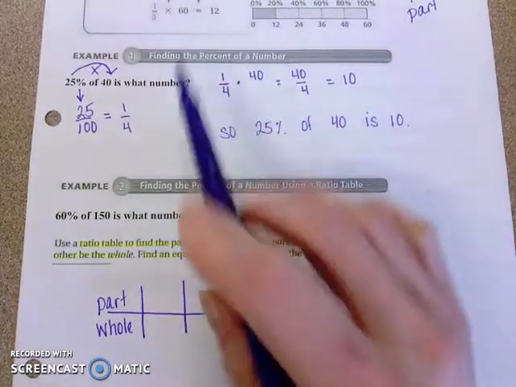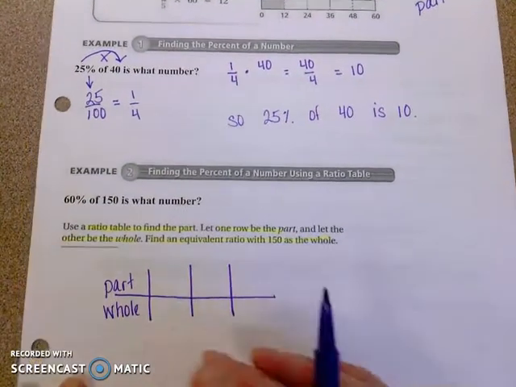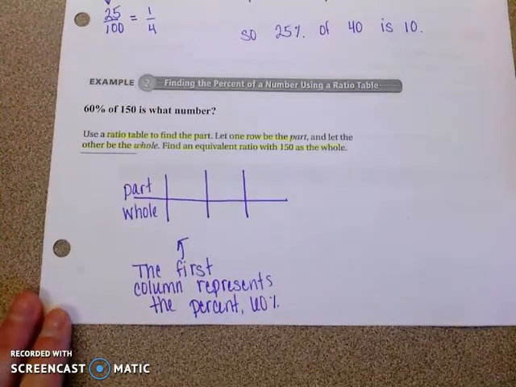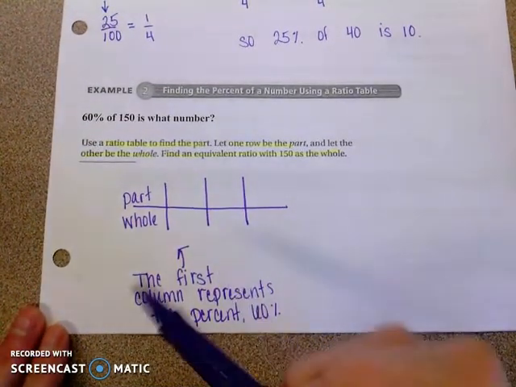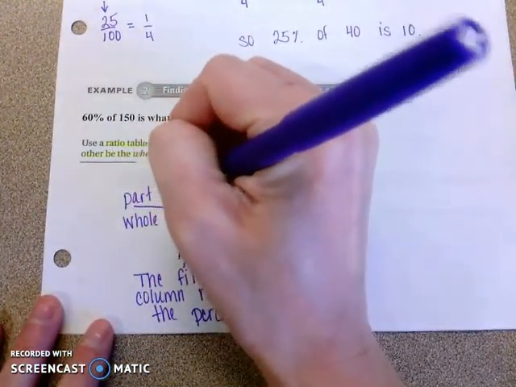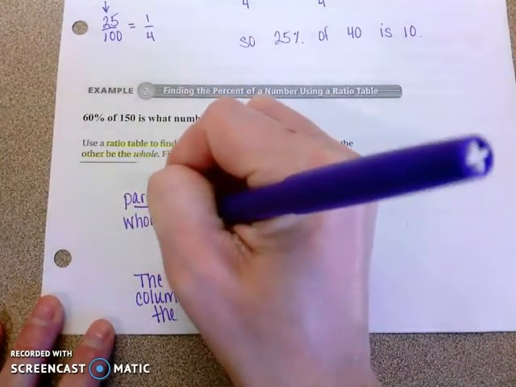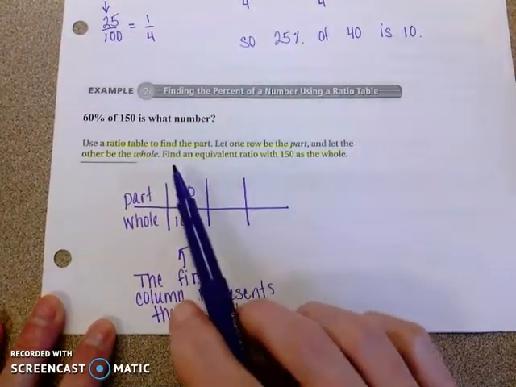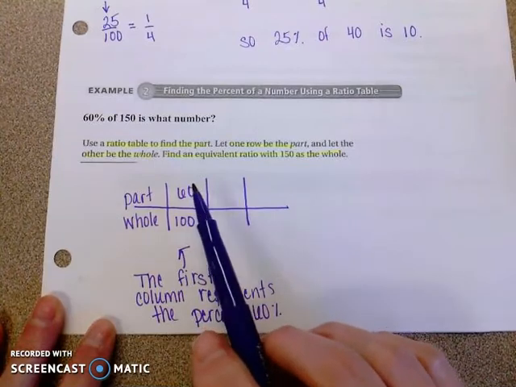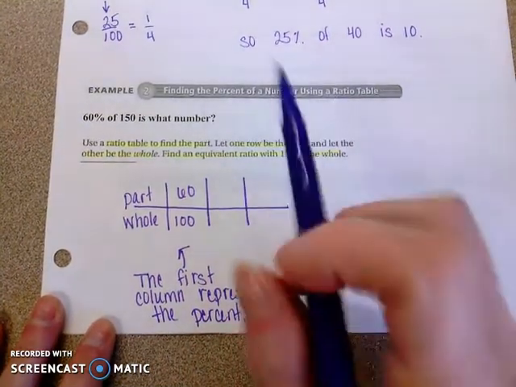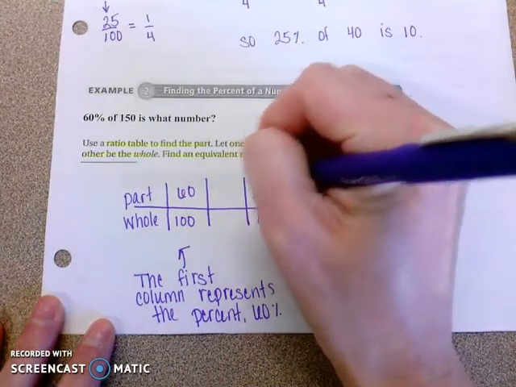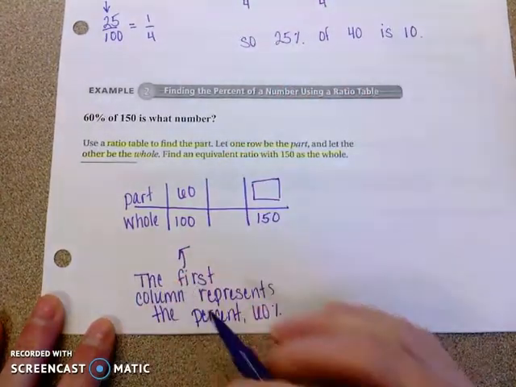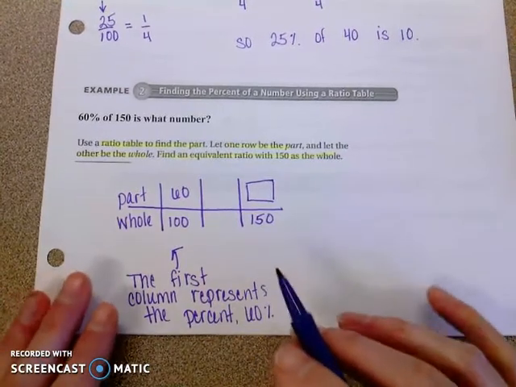And then my percent is always going to be the first column. So the first column is always the percent. So in this case, that's 60%. We know that that means 60 out of 100. We want to figure out what is 60% of 150. So we want 150 to be the whole. We want to figure out what this number would be. So now we just have to use our knowledge of ratio tables.